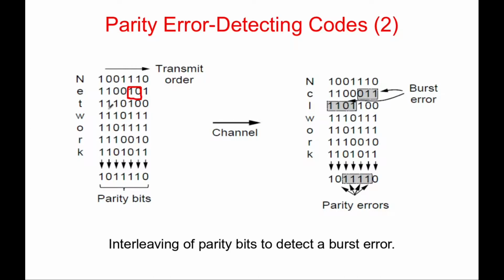Similarly, for the third row, the data was 1110 and that is changed to 1101. Once again, these two bits are in error exactly oppositely, and that's why once again the parity remains the same for this row as well. Once again, that wouldn't have been detected in the previous method.